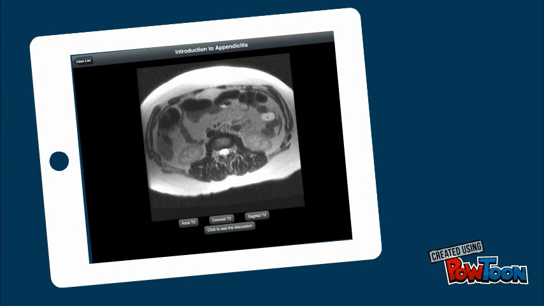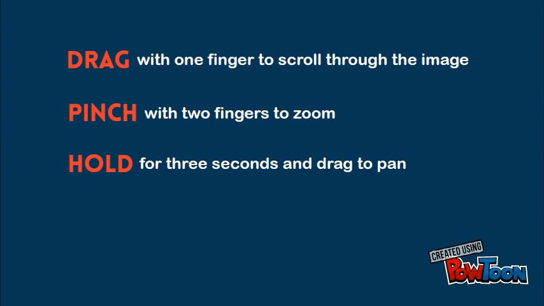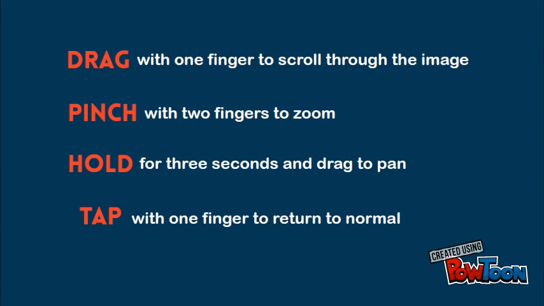When you select a case, an MRI image will show up. There are several different ways you can interact with the image. You can drag with 1 finger to scroll through the image, you can pinch with 2 fingers to zoom, and you can pan through zoomed in images by holding 1 finger on the screen for 3 seconds and then dragging. And 1 quick tap on the image will return it back to normal.